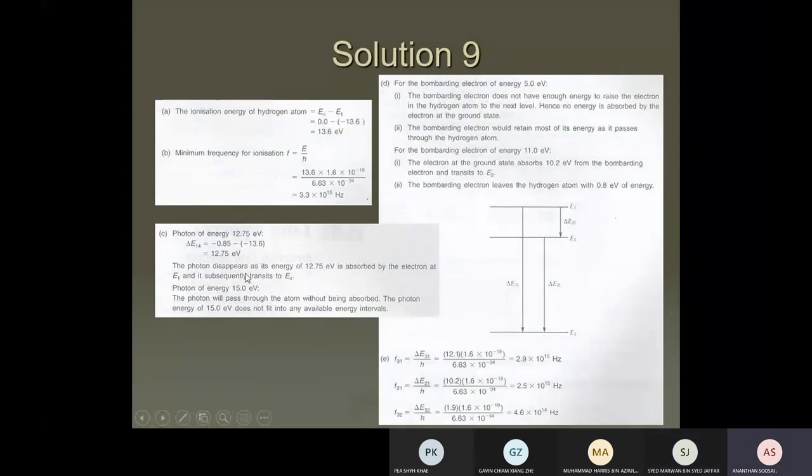So the photon disappears as the energy 12.75 eV is absorbed by the electron at E1 and is subsequently transited to E4. For the photon of energy 15 eV, the photon will pass through the atom without being absorbed. The photon of energy 15 eV does not fit into any available energy interval.